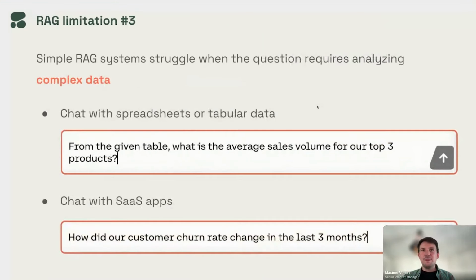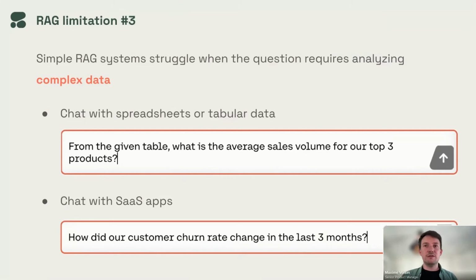All right, limitation number 3. Simple RAG systems perform poorly when the user question requires analyzing complex data. RAG is great at operating on text, but in practice, in companies, a lot of data is just not text. It could be spreadsheets, tabular data, data in databases, or in SaaS applications, like the ton of data we have in our CRM. That data is just very hard for the RAG system to access.